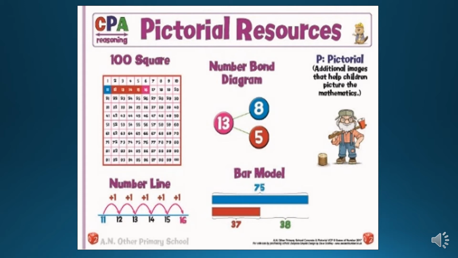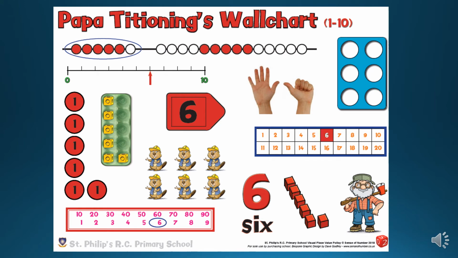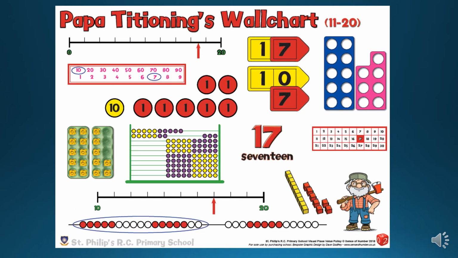As children become more confident with number, we begin to explore more pictorial and abstract representations of number. These are additional images that help children picture the mathematics. For example, here are lots of different ways we could represent the number 6, using real objects, place value counters, on a number line, with fingers, numicon, the numeral and word, and in an egg box or 10 frame. And here are lots of ways we can show 17 too.